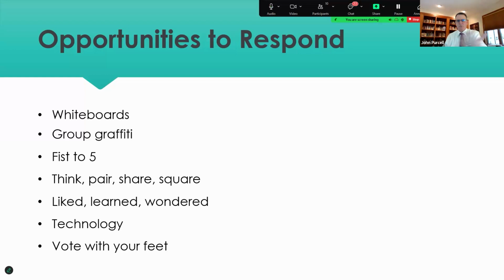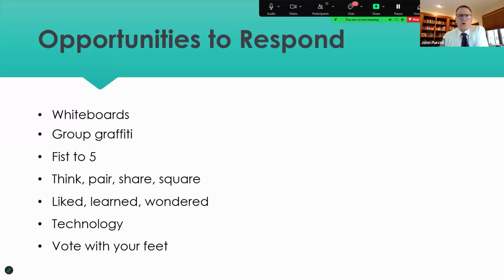And again, that's where the teacher moving around is so important. But you want to model what that's going to look like in the OTRs. Using think, pair, share is important. But again, make sure you're teaching that. Liked, learned, wondered. Here's what I liked. Here's what I learned. Here's what I'm still wondering.